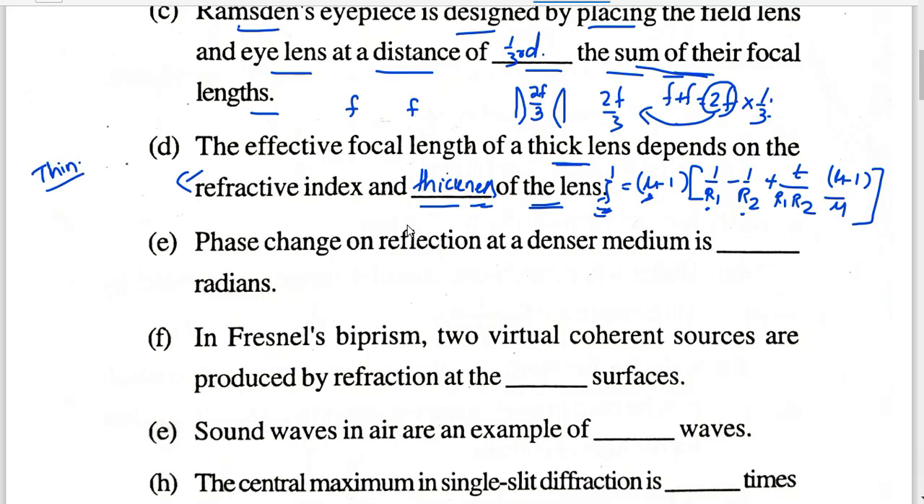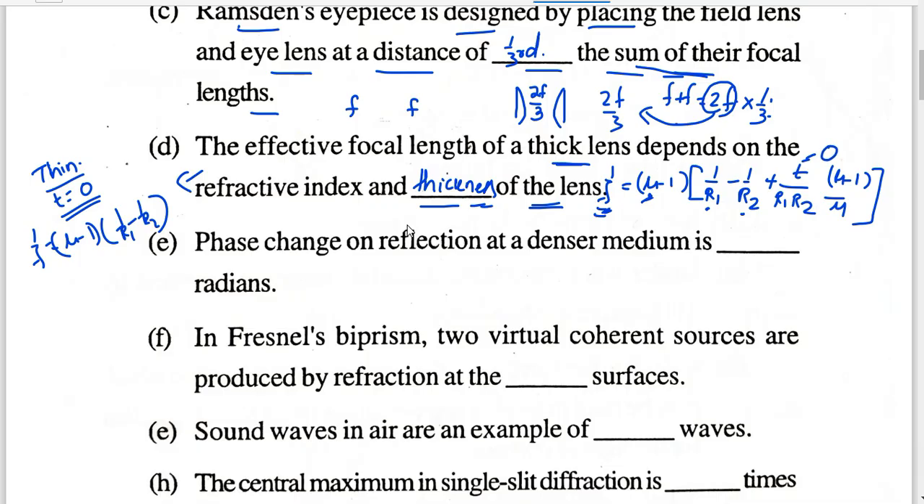Suppose for a thin lens, then t is equal to 0. Thickness will be 0, t is the thickness of the lens, so t will be 0. So what will be the equation? 1 by f is equal to mu minus 1 whole into 1 by r1 minus 1 by r2, because the last term will be 0, since the t part will be 0 for a thin lens.